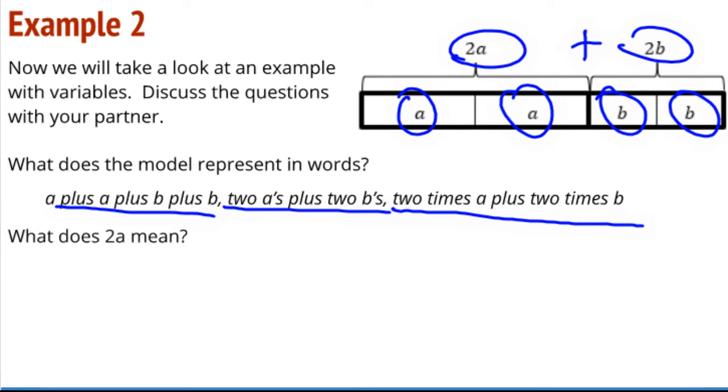Now what does 2A mean? Let's stop and think about this for just a second. Something we've worked on, we don't want to forget this. Well, hopefully your brain says 2A means that there are 2 A's, or 2 times A.